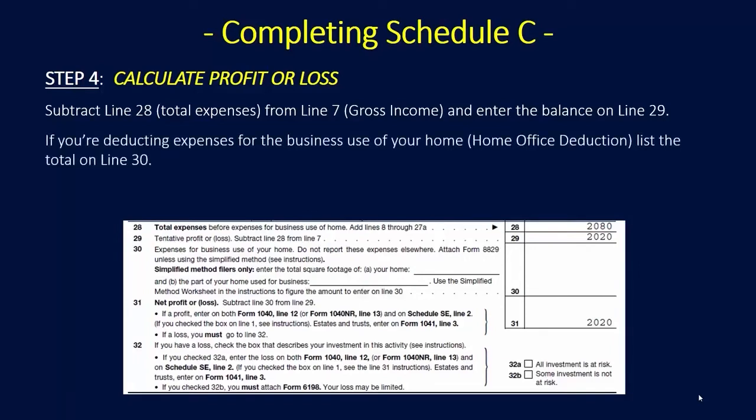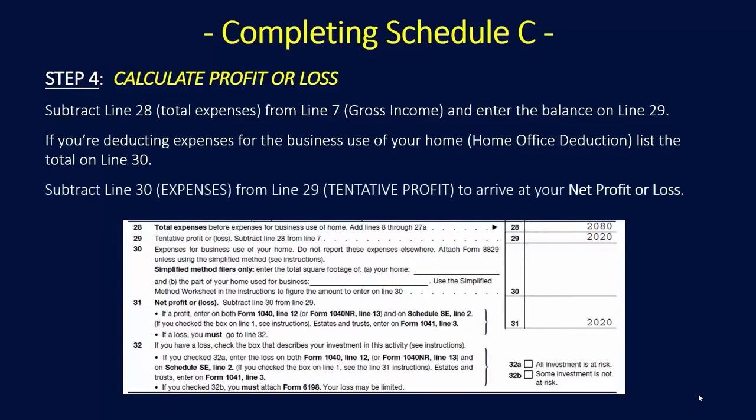If we're deducting expenses for the business use of a home or the home office deduction, we list that total on line 30. We subtract line 30, the expenses, from line 29, the tentative profit, to arrive at the net profit or loss. And that's listed on line 31 of the Schedule C.